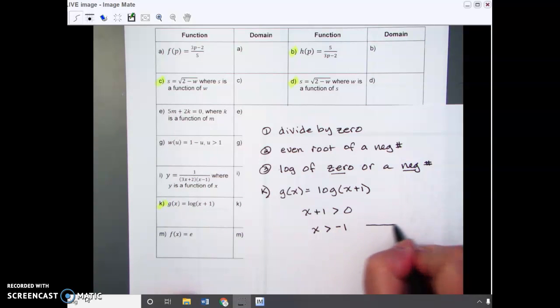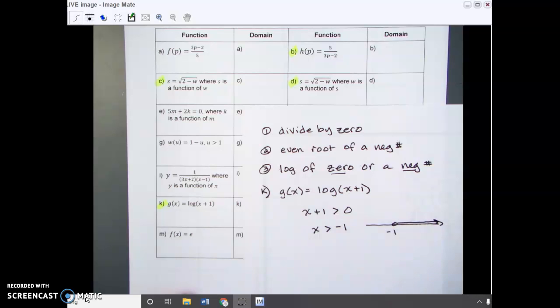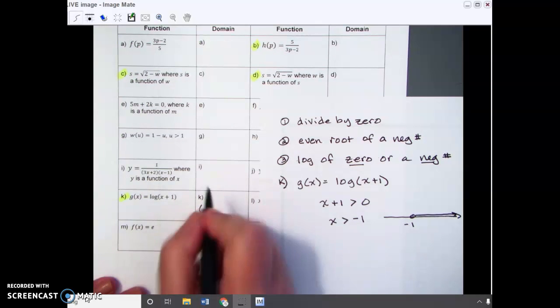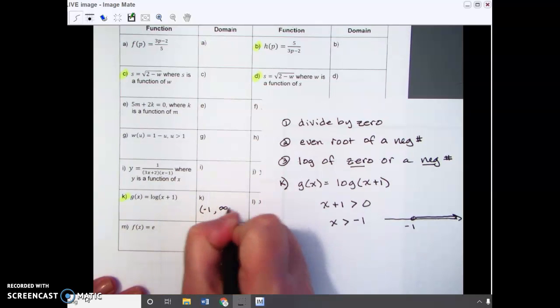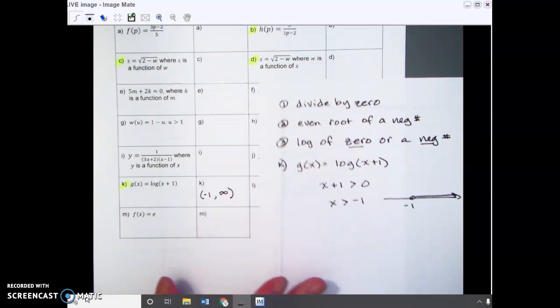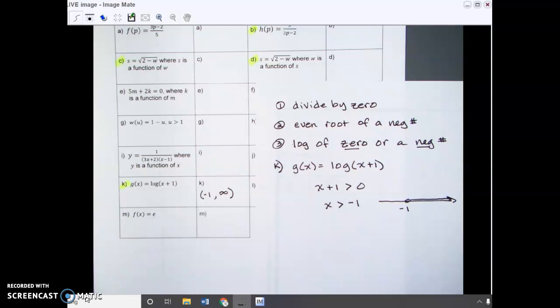So if I drew that on a number line, that would be an open circle at negative 1, and that would be shaded to the right. And then in interval notation, we would say open circle at negative 1 and going to infinity. So what I'm going to do next is flip over to Desmos, and we're going to see what that looks like on the graph.